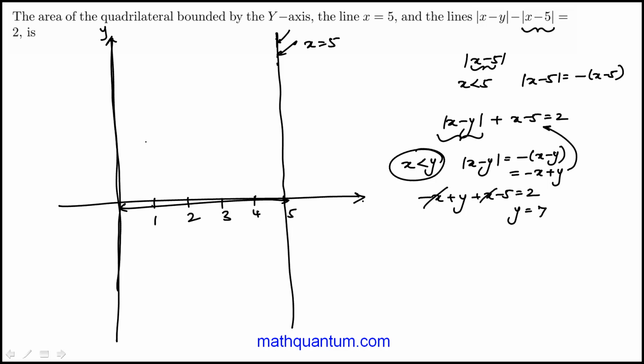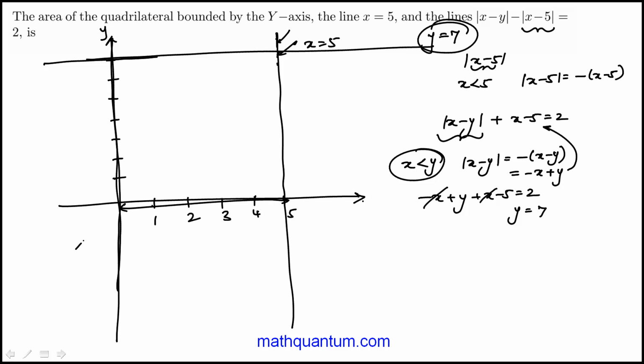Now that's a horizontal line, 1, 2, 3, 4, 5, 6, 7. So it's going to be something like that, y equal to 7. And that is actually for the points where x is less than y. It's this half plane, these points here above this straight line, which is really y equal to x.